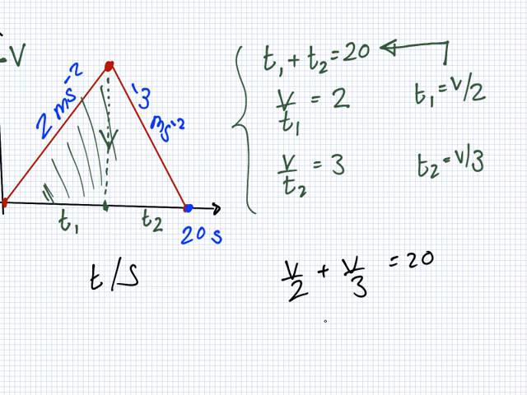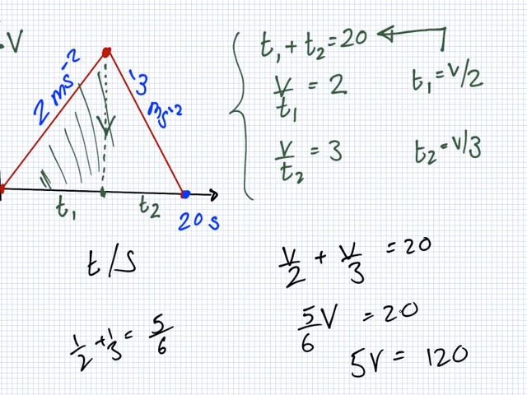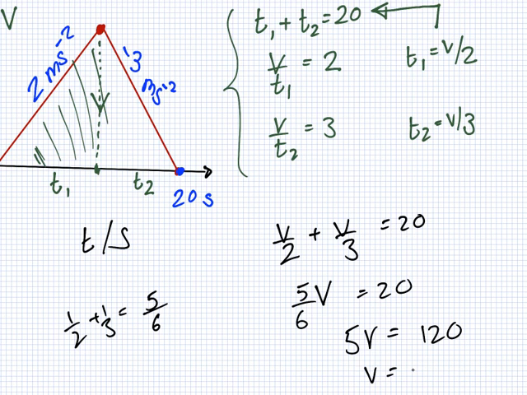What's that? 5 over 6 V, is it? A half. 5 over 6 V, is it? Yeah, but how many V's do I have here? A half plus a third is 5 over 6, isn't it? So this is 5 over 6 V equals 20. So 5V equals 120. So V equals 24 meters per second.